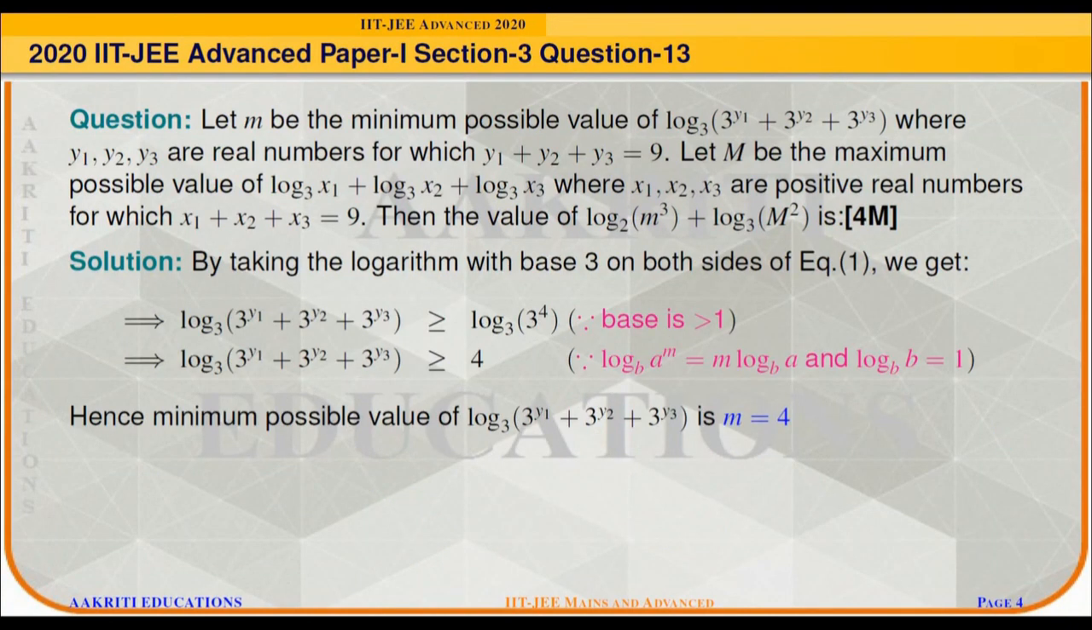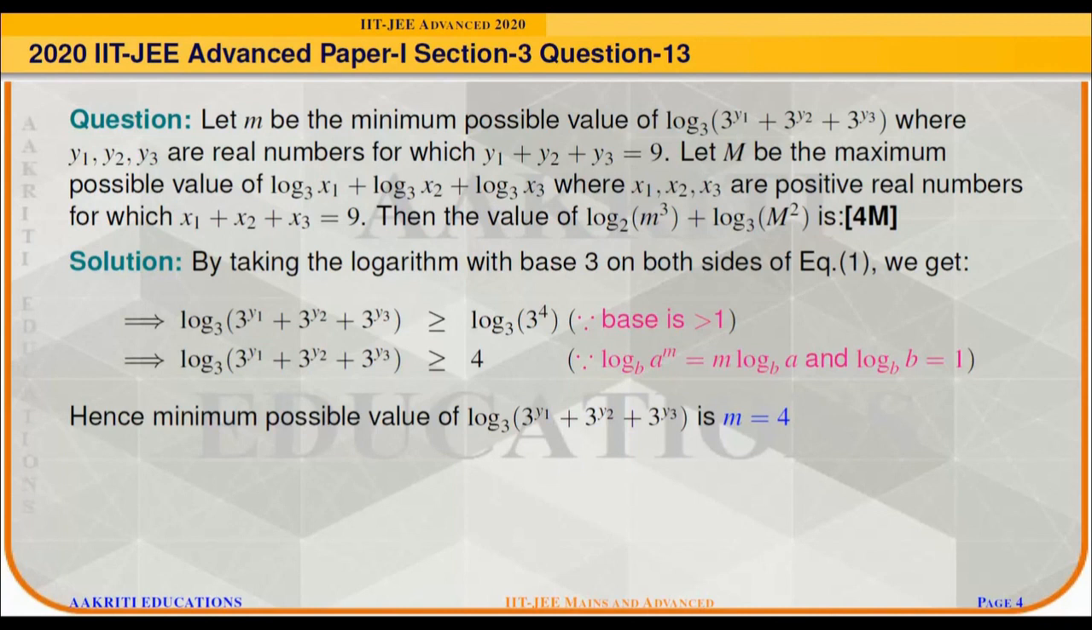Now by taking the log to the base 3 on both sides, we get log of 3 raised to the power y1 plus 3 raised to the power y2 plus 3 raised to the power y3 to the base 3 is always greater than or equal to log 3 to the power 4 to the base 3, since the base is greater than 1. Now, as we know that log a to the power m to the base b can be written as m times log a to the base b.